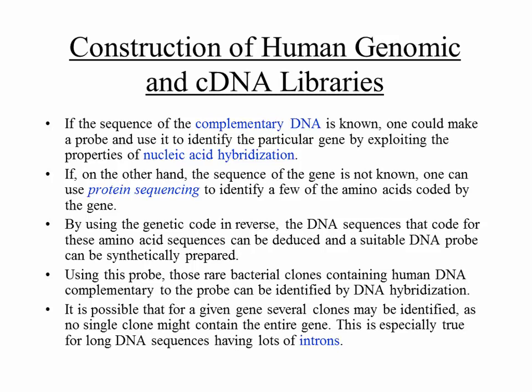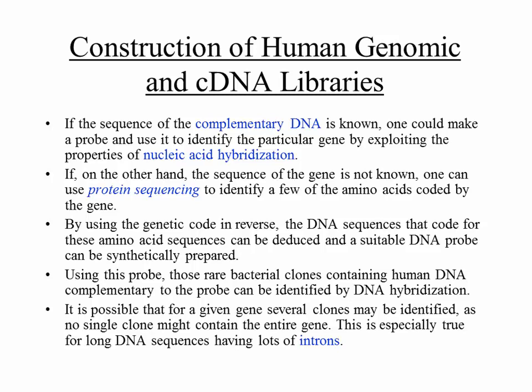So by using the genetic code in reverse, again, the genetic code tells you how you go from RNA to amino acids, the DNA sequences that code for these amino acid sequences can be deduced, and a suitable DNA probe can be synthetically prepared. So you can prepare an oligonucleotide, a synthetic DNA probe. Using this probe, those rare bacterial clones containing human DNA complementary to the probe can be identified by DNA hybridization.